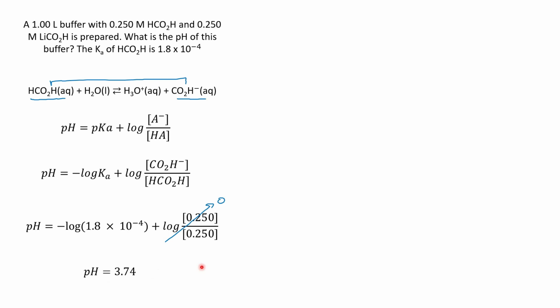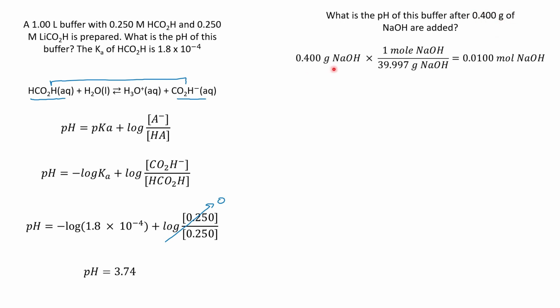Okay, so let's take this buffer and let's add some strong base to it. And specifically, we're going to add 0.4 grams of a strong base, sodium hydroxide. Well, we know we're going to do some kind of stoichiometry, so I need to convert this 0.4 grams into moles. So let's do that first. So here's my 0.4 grams of sodium hydroxide, converting it to moles. I have 0.01 moles of sodium hydroxide. So that's how many moles of sodium hydroxide I'm going to add to this buffer, and I'm going to see what happens.